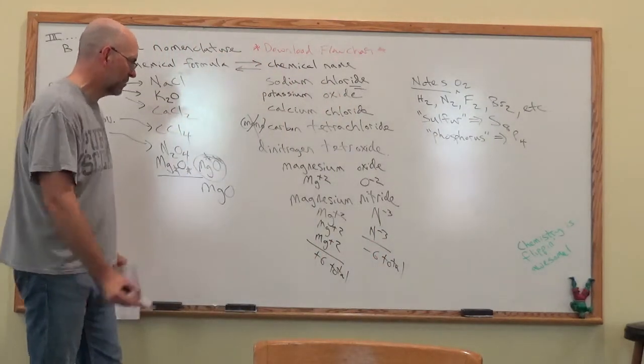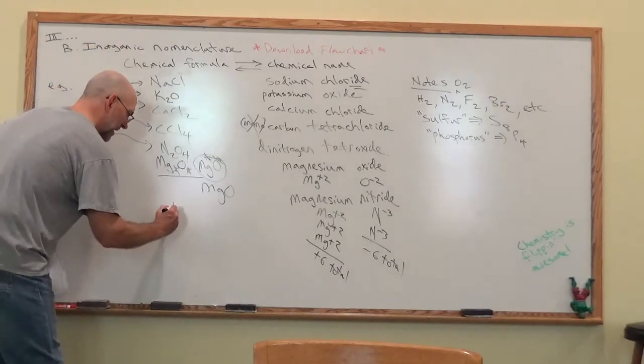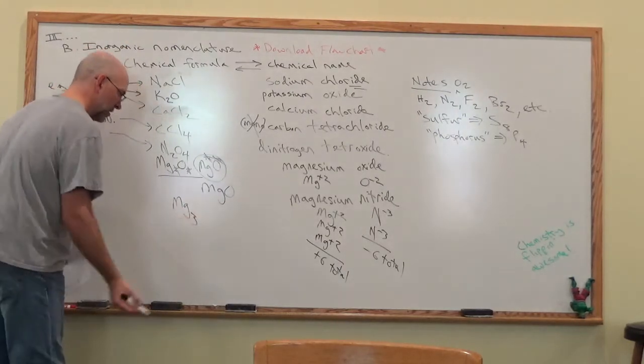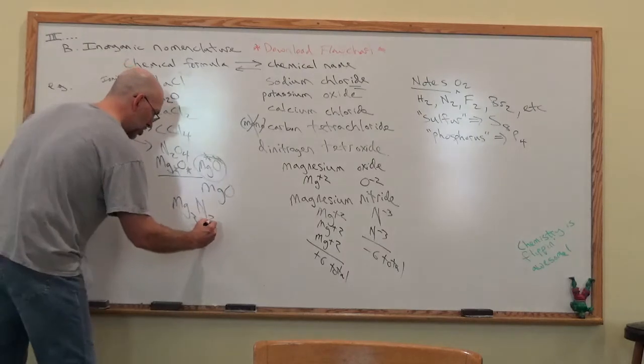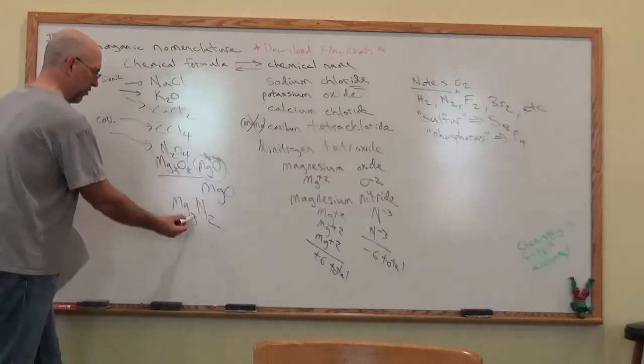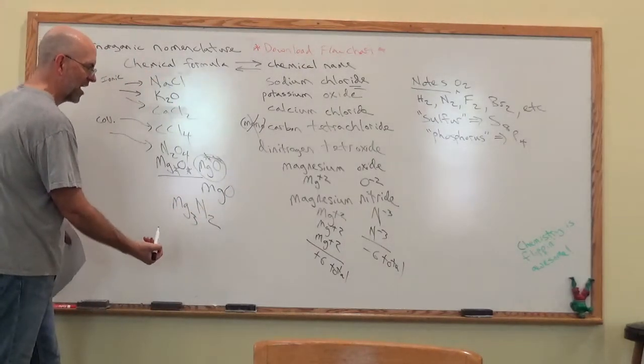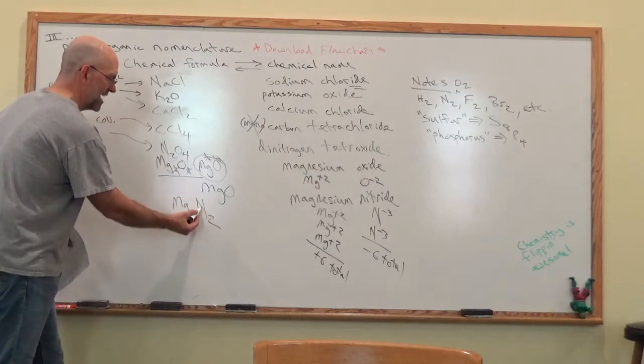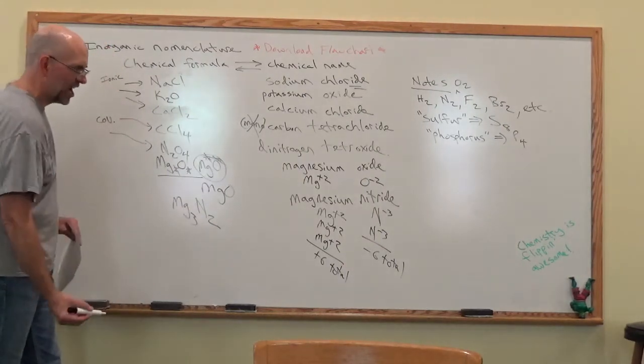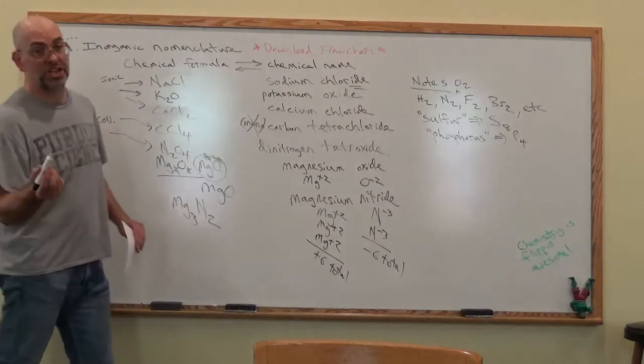Well, how do we write that? Well, we write that as Mg3N2. 3 magnesium, +2 cations, 2 -3 nitrogen anions. And then we're done.